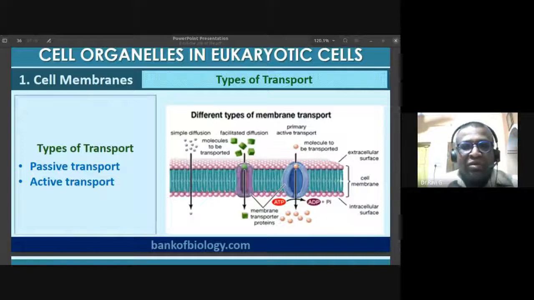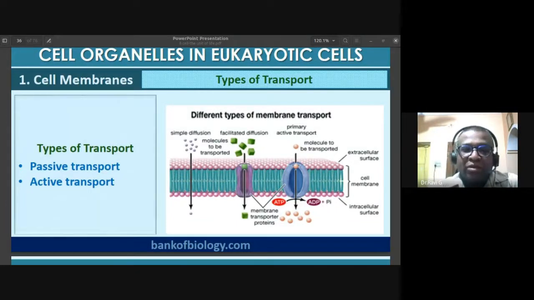From lower concentration to higher concentration, there would be a transport. So diffusion, facilitated diffusion, they are all passive transport. So active transport is against the concentration gradient, and it would be with the expenditure of ATP. So the cell membranes, they are going to exhibit two types of transport, passive transport and active transport.